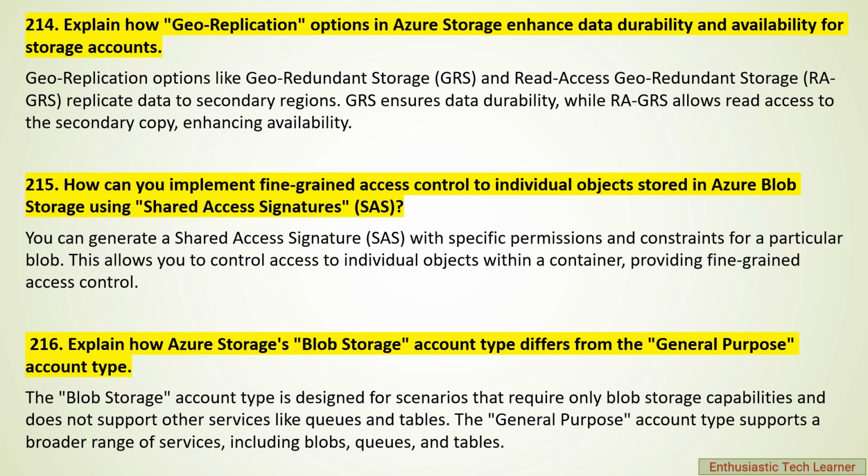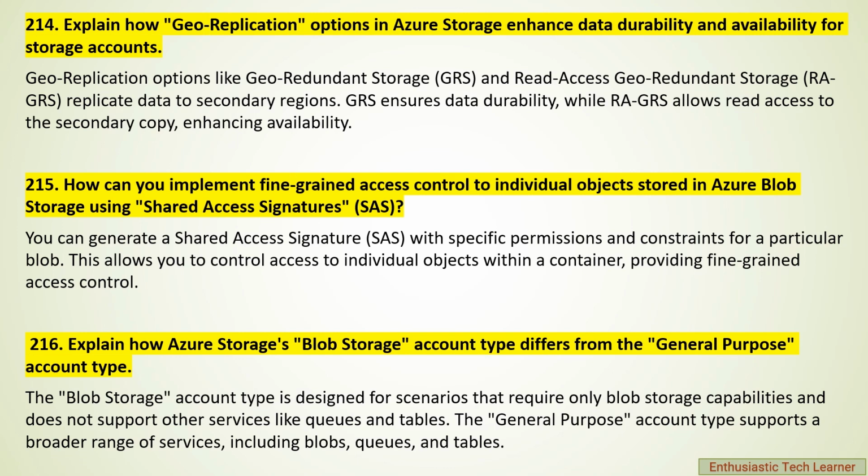Explain how geo-replication options in Azure Storage enhance data durability and availability for storage accounts. Geo-replication options like Geo-redundant storage (GRS) and Read-access geo-redundant storage (RA-GRS) replicate data to secondary regions. GRS ensures data durability, while RA-GRS allows read access to the secondary copy, enhancing availability.